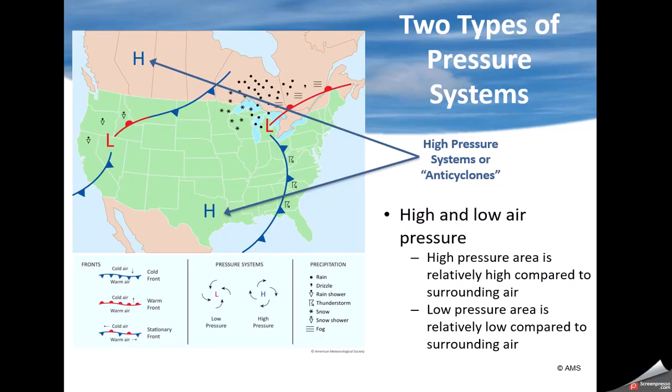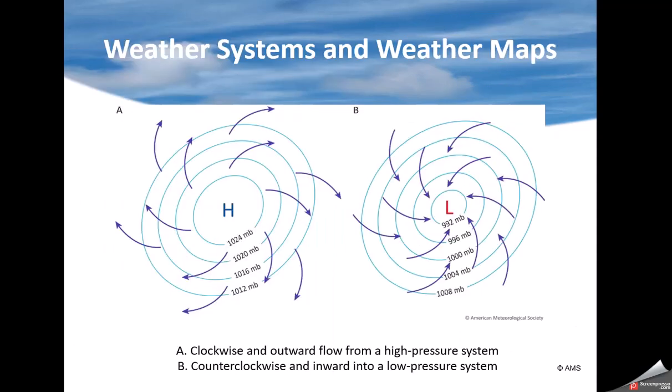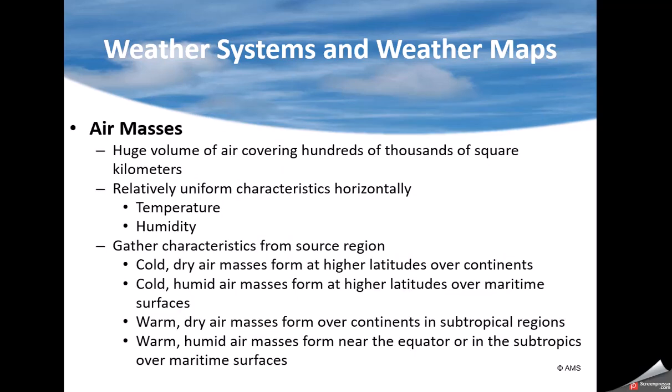Here are the fronts. I just showed you those. Notice the high pressures tend to have nice weather. Low pressures tend to have bad weather, and fronts bring stormy weather with them. High pressure has clockwise winds. Low pressure has counterclockwise winds. You're going to see a lot of that in this course. Why that occurs, we're going to learn.